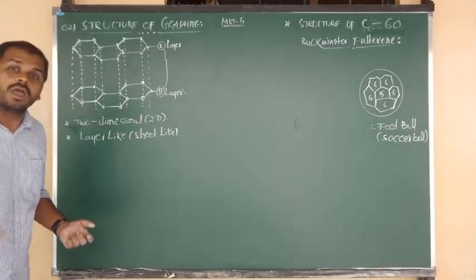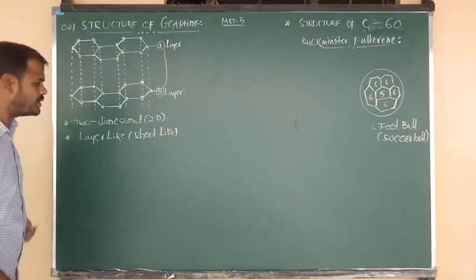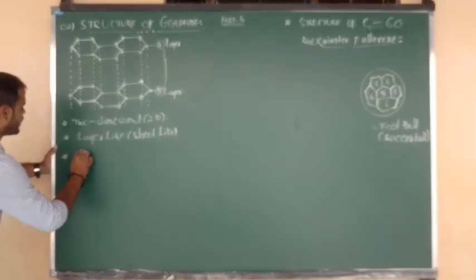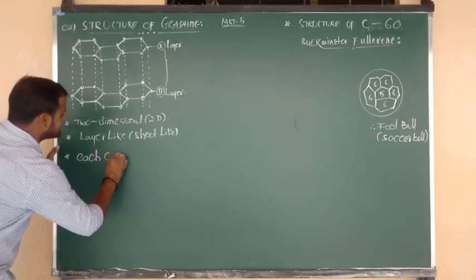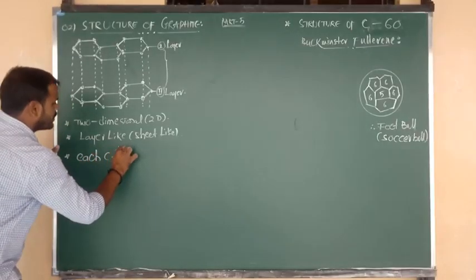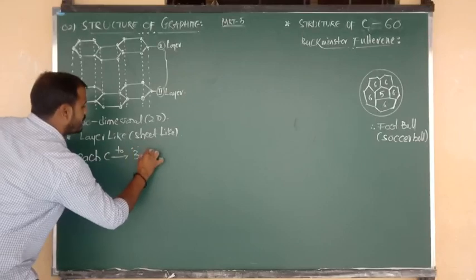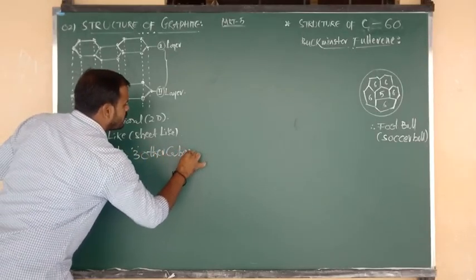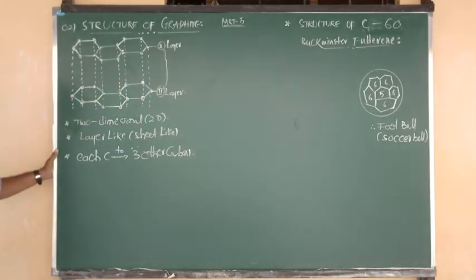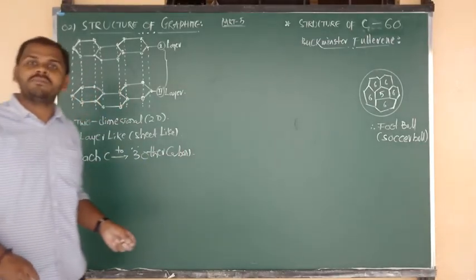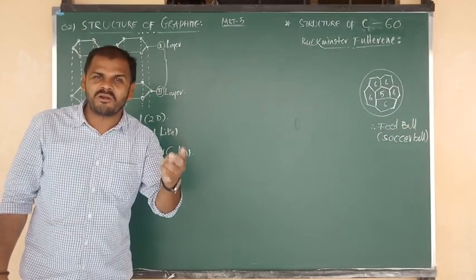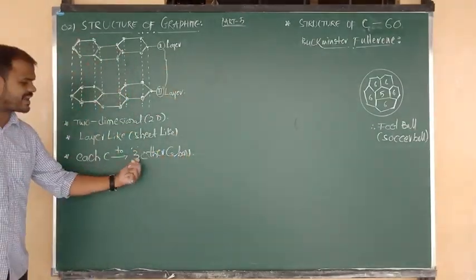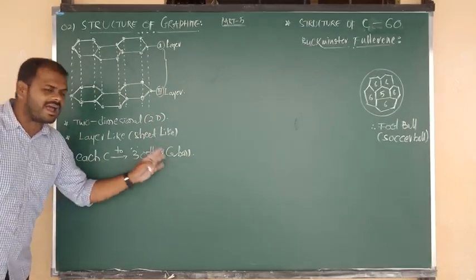Before going to say that, one more point to remember. In graphite, you should remember one point, which is very, very important. Each carbon is connected to surrounding three other carbons. But what about in the case of diamond? Each carbon is connected to surrounding four carbons. But in the case of graphite, each carbon is connected to surrounding three other carbons.